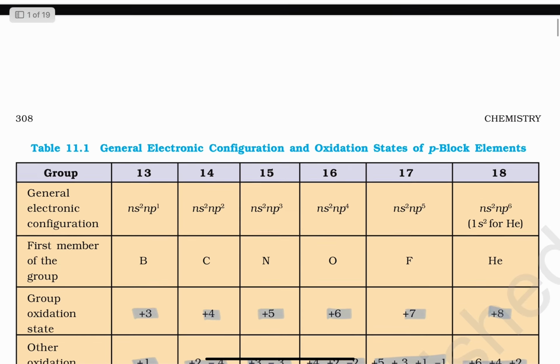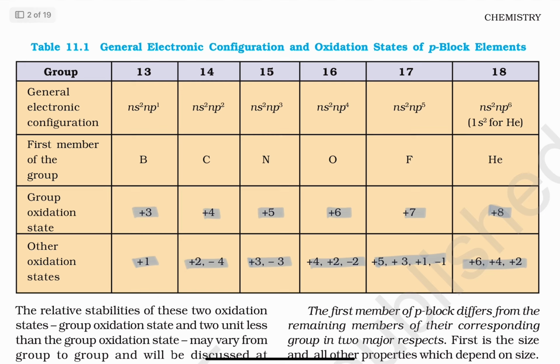These are general things. See here, group 13 +3 oxidation state, 14 +4, 15 +5, 16 +6, 17 +7, 18 +8. Other oxidation states: for 13th group +1, 14th group +2, -4, 15th group +3, -3. All these lines you need to remember.